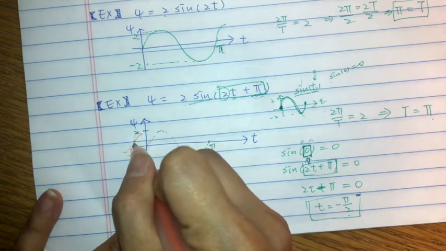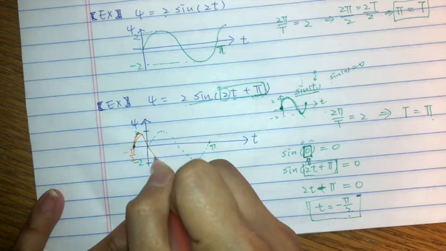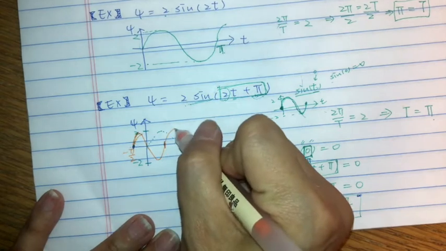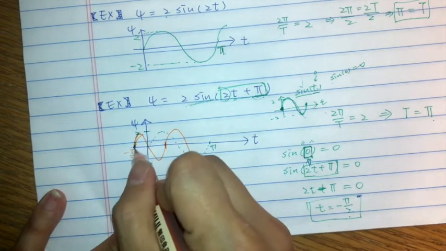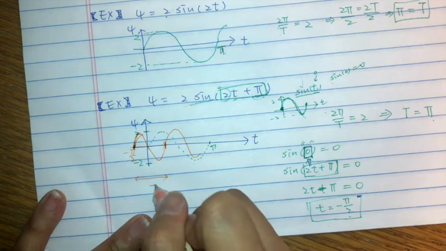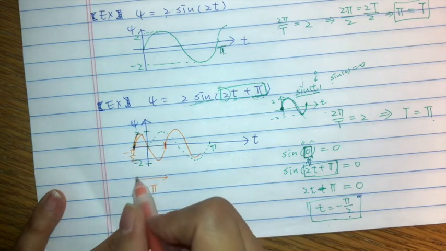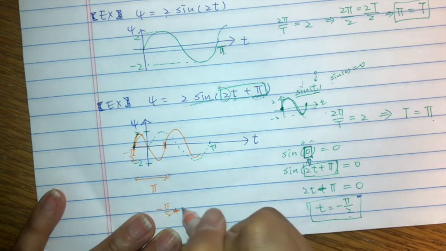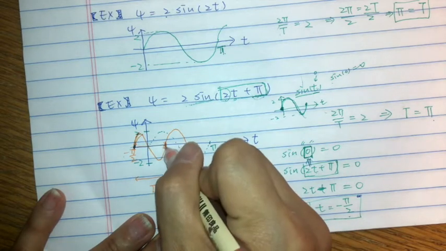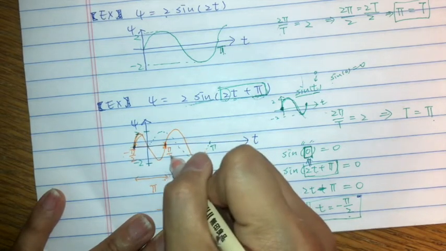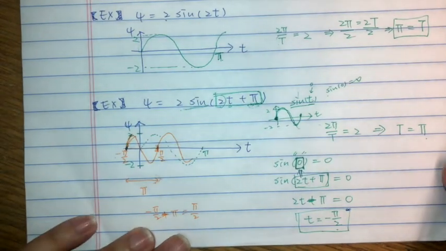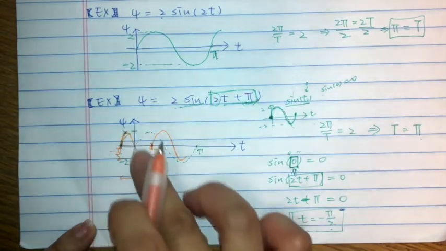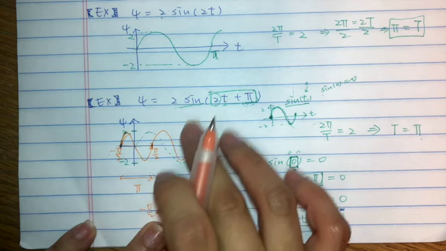I'll go up, down, and then back here. And again, one cycle is pi. So negative pi over 2 plus this distance pi is pi over 2. So one cycle, this cycle will end at pi over 2. Okay. So this is the function. This is what the graph looks like for this function.